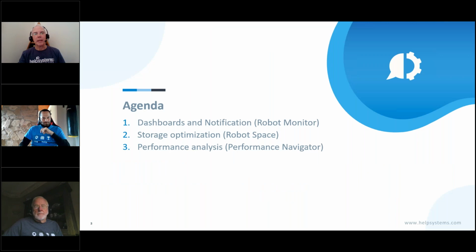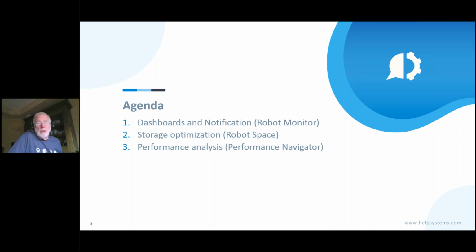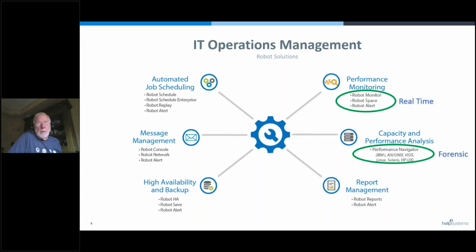Randy, take us through today's agenda. Yeah, as the title says, the products are all under the Robot brand, and there are more products under this brand, but specifically we're going to talk about dashboards and notification, which Chuck will get into. Alex will be talking about storage optimization, which is a product called Robot Space. And I'll be covering performance analysis, which is called Performance Navigator. Even though they have individual product names, they're all under the brand, so to speak, of Robot.